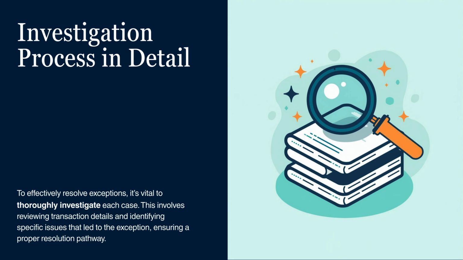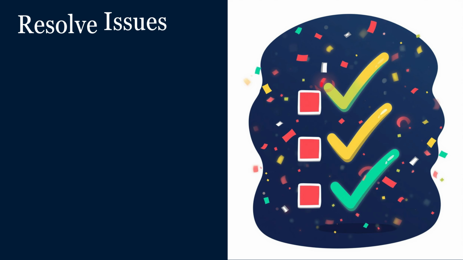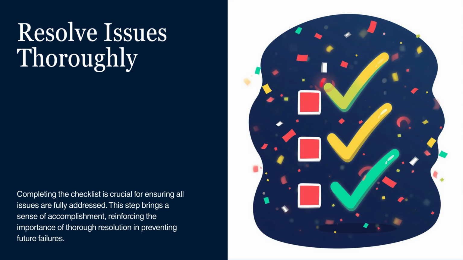Investigation looks at authorization proof, validation steps, account data, and patterns. Was the authorization valid? Was the account validated? Is this a one-off or a trend? Resolution depends on the issue. Update records for NOCs. Decide whether reinitiation is allowed for returns. Communicate clearly with customers when needed. Resolution must follow rules, not assumptions.